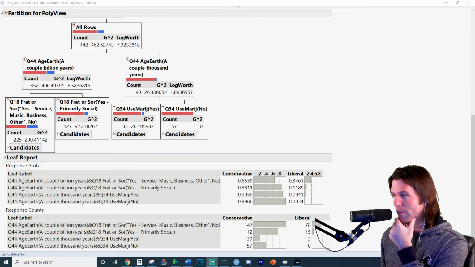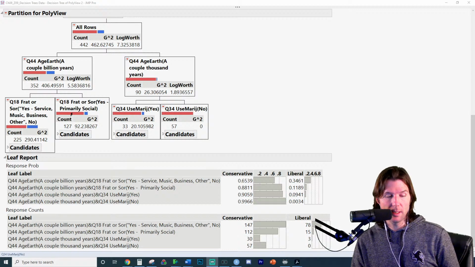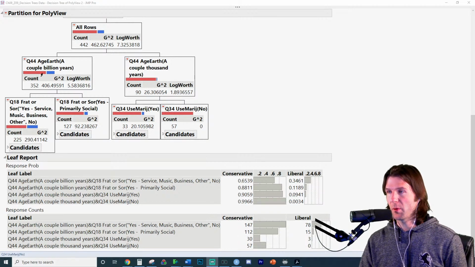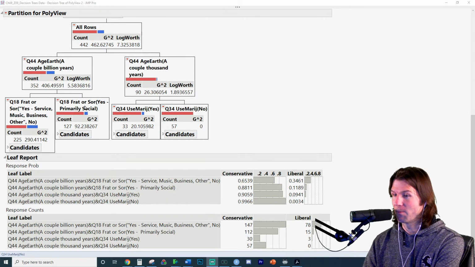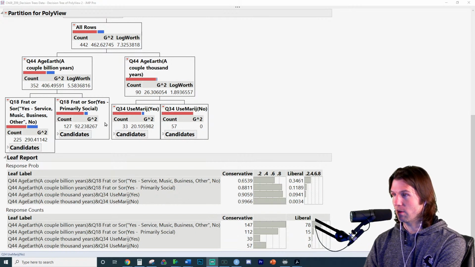Thoughts on that? So what leaves are we looking at? We're looking at leaf 1 and leaf 2. Because we're asking about this leaf right here. These are people who believe the Earth is a couple of billion years old. So this is leaf 1 and leaf 2. If you notice these numbers right here, 78 and 15, represents 78 people right here.